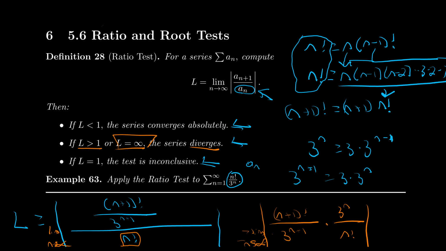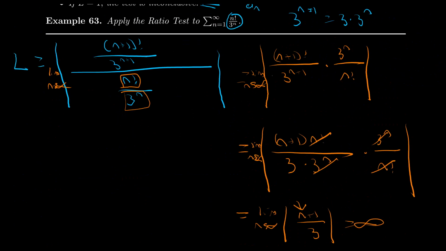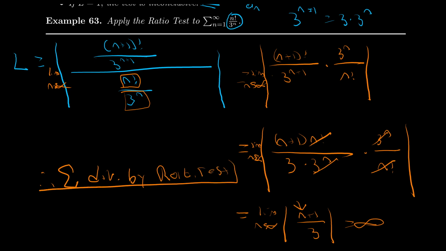So the series diverges. So we can say, therefore, the series diverges by the ratio test. I call it the rat test. The ratio test. And if you want to add in L equals infinity, you're more than welcome to, but you don't have to. Okay? That's how to use the ratio test.